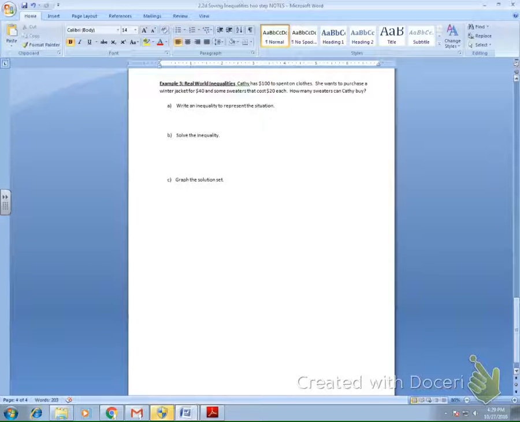All right, our first task says write an inequality to represent the situation. So she's for sure buying her jacket, and that's $40. And she also would like to buy some sweaters, and those are $20 each. So the number of sweaters she can buy depends on how much money she has, and that's what I don't know. So I use a variable, the price times how many she can buy, and then that total has to be less than or equal to 100.